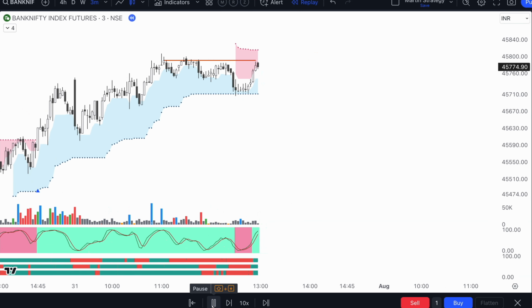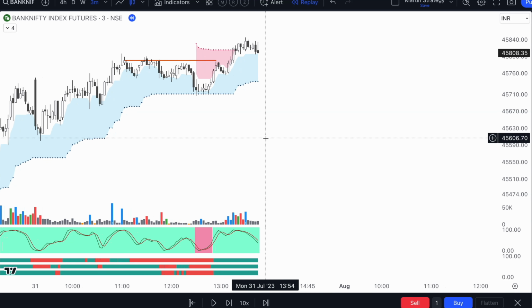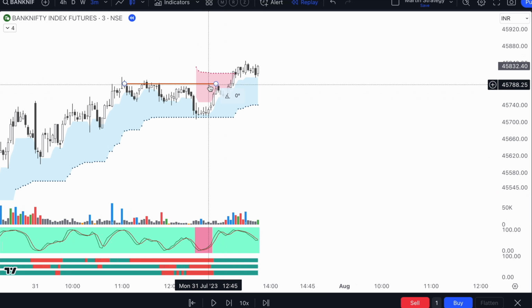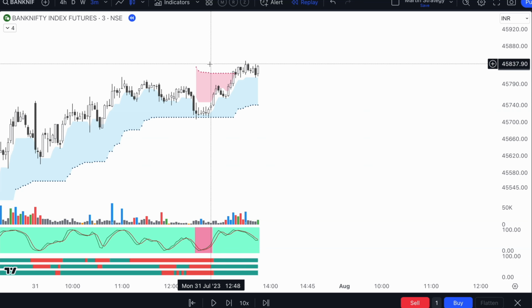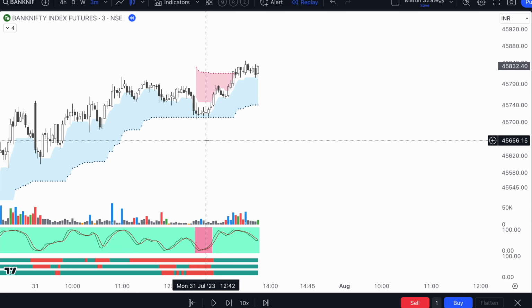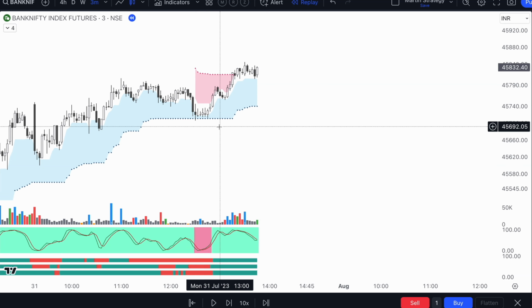So the price is within the cloud, no trades. One more tip: when the price is within the cloud, you can execute non-directional strategies like a strangle. You can take strike prices above this and below this, and you can just strangle.